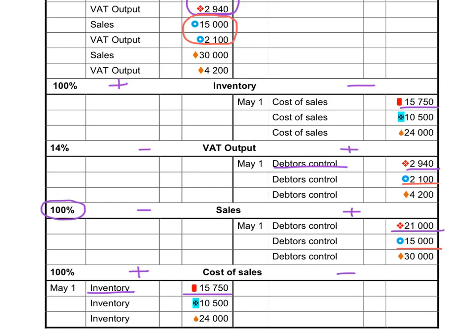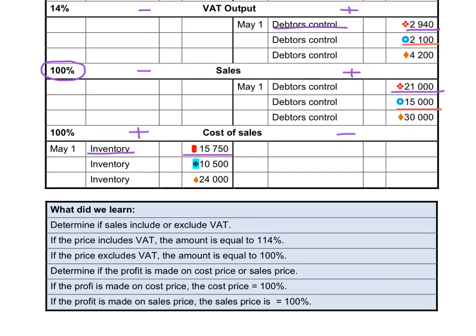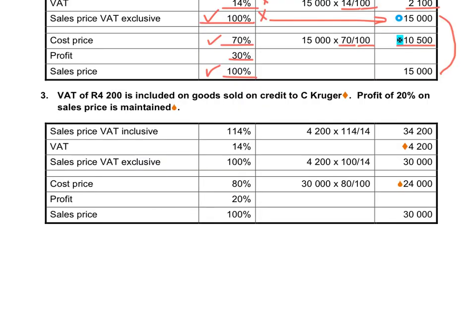For the cost of sales, we will reduce the inventory with 10,500 and indicate that the double entry is completed in the cost of sales account. Cost of sales will be debited with 10,500. VAT of 4,200 is included on goods sold on credit. A profit of 20% on sales price is maintained.